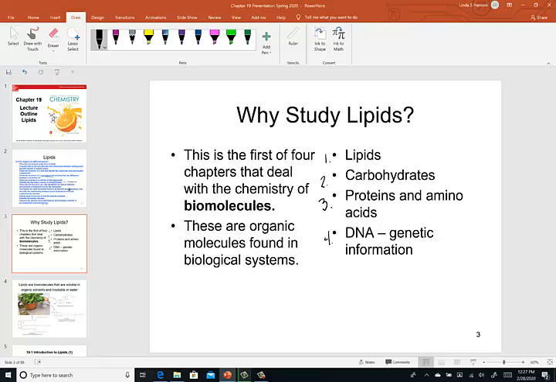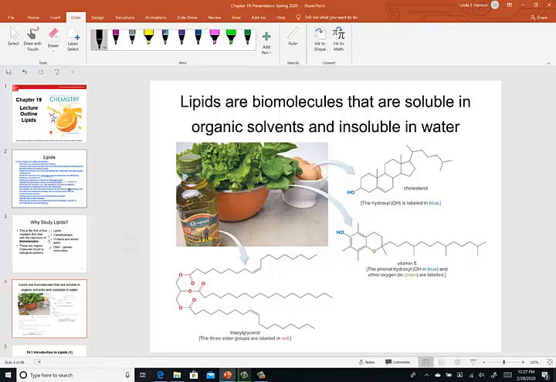These are the organic molecules found in biological systems. Notepads ready, and we're ready to start. Chapter 19, the introduction to lipids. We know that lipids are biomolecules that are soluble in organic solvents and insoluble in water. And if I could emphasize, the insolubility in water is the quality that defines a lipid.